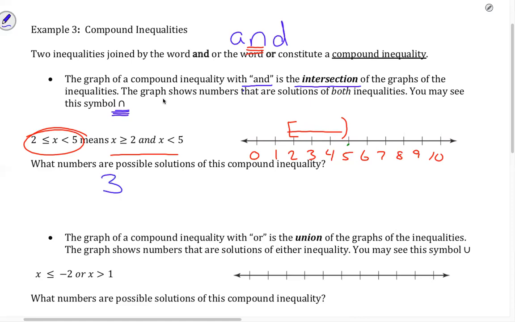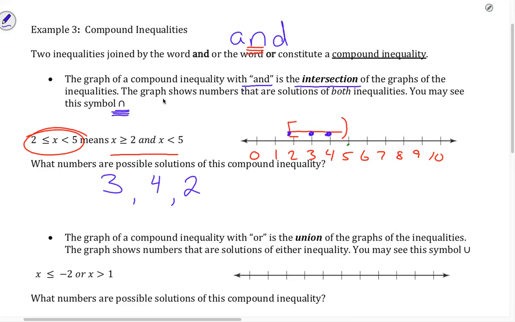3 is an answer because, look, Ed, 3 is between 2 and 5. It's in my shaded area. Ed, could you give me another answer? 4. Could you give me another one, Ed? Get creative here. Could it also be 2 and 5? It could be 2. It can't be 5 because 5 has the parenthesis, and 2 has that curved bracket.